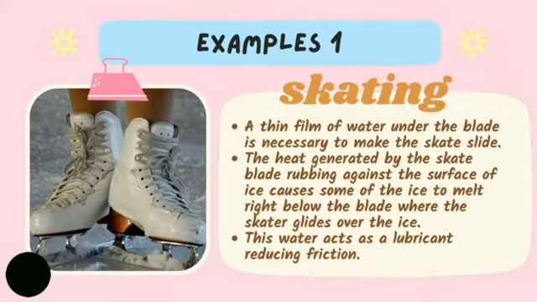Example 1: Skating. A thin film of water under the blade is necessary to make the skate slide. The heat generated by the skate blade rubbing against the surface of the ice causes some of the ice to melt right below the blade where the skater glides over the ice. This water acts as a lubricant, reducing friction.